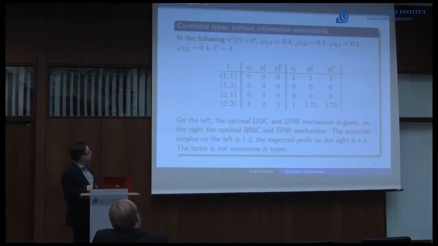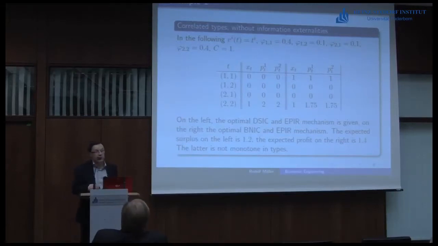It says, only build the project if both have type 2 and charge both of them 2. Actually, by the way, we also need to have these probabilities over here. And you see the probabilities are now correlated. The distributions of both types are correlated. So in that setting, this is what our mechanism would do.